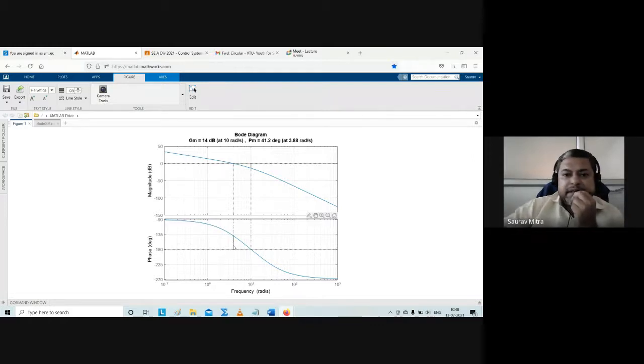And how much is the phase? If I ask you how much is the phase at omega GC, that means at 3.88 radian per second, how much is the phase? It is this much. So how to find that phase? It is minus 180 plus 41.2. So first we find 138.8, minus 138.8. This everybody should understand. From the graph only you will be finding this point. So this point is the phase, and that phase is minus 138.8 degree.